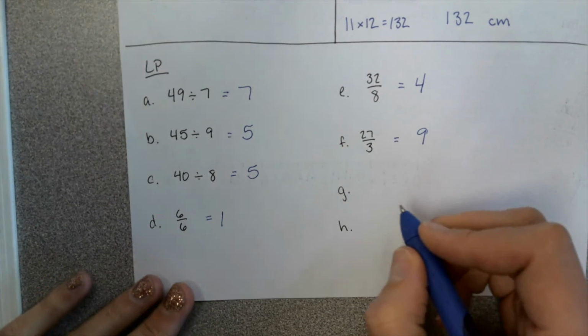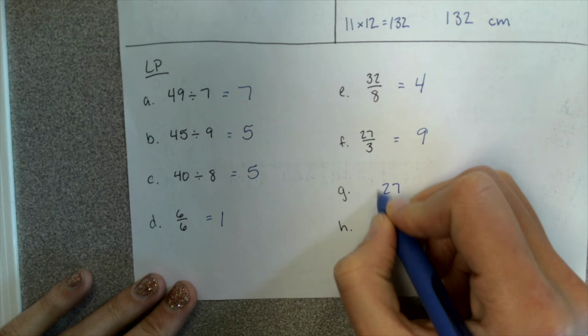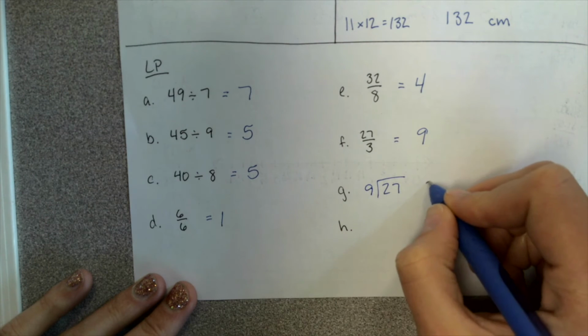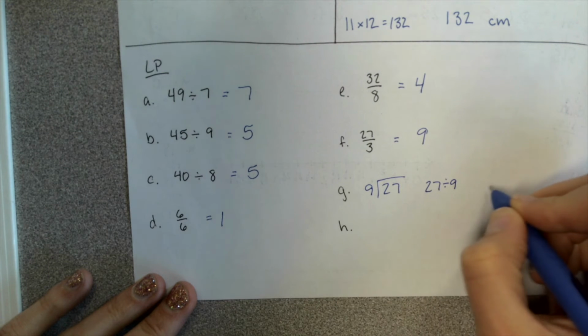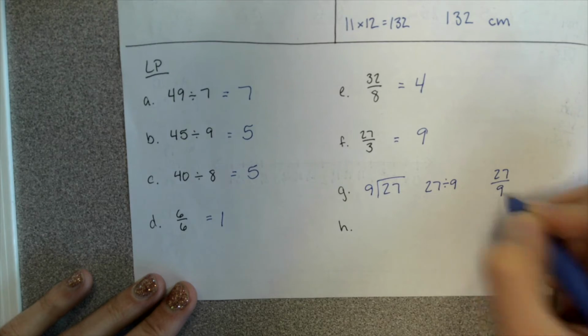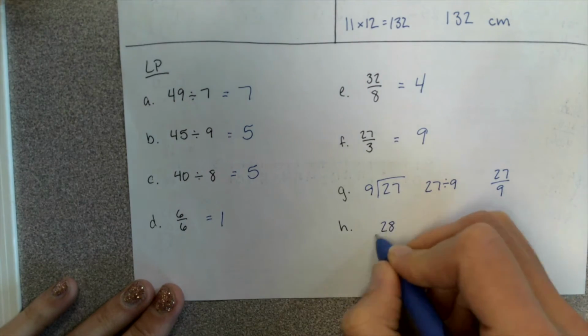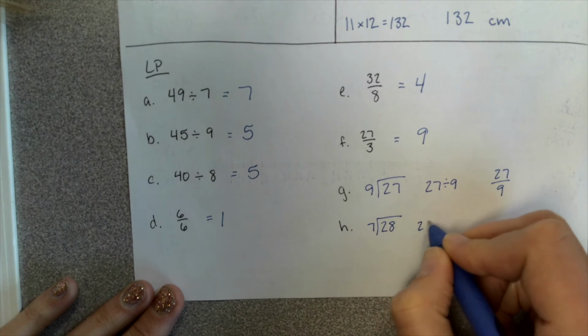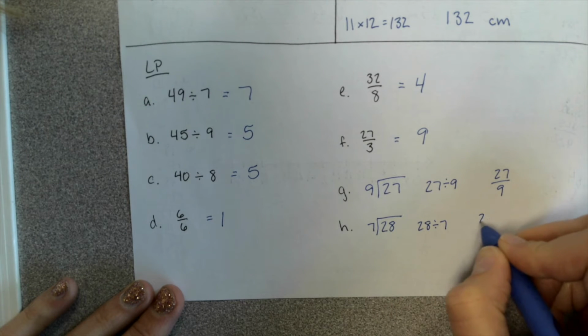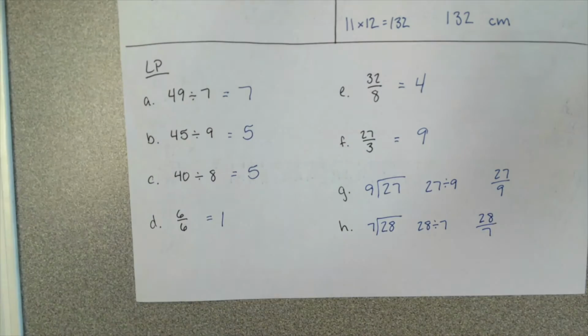G, write 27 divided by 9 3 different ways. 27 divided by 9. And then 28 divided by 7.